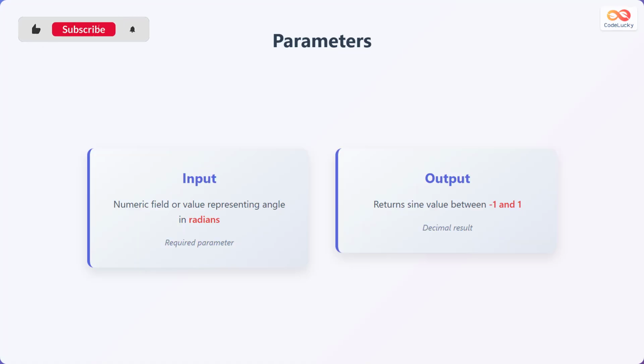The sine function has specific input and output characteristics that are important to understand. The input parameter is a numeric field or value representing an angle in radians. This is a required parameter, meaning you must provide a value for the function to execute. The output of the sine function is always a decimal number between -1 and +1. This range represents the mathematical property of the sine function, where the maximum positive value is 1 and the maximum negative value is -1.